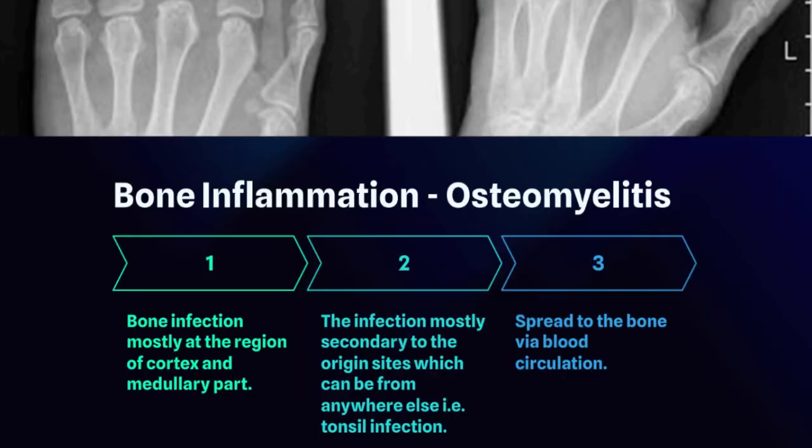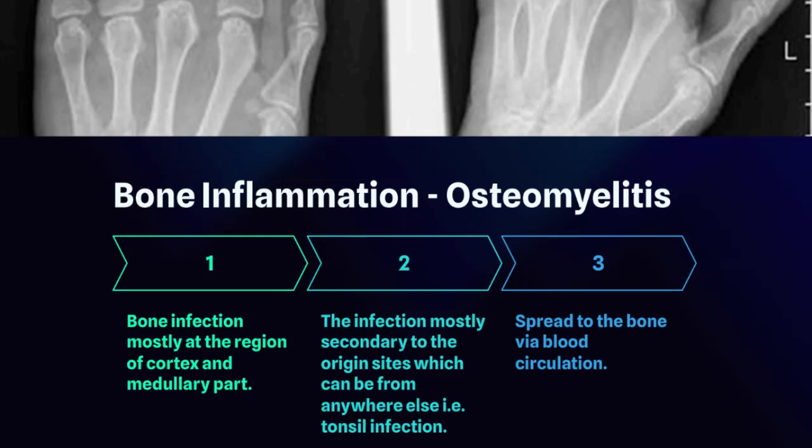Now, we delve into the intricate world of orthopedics, starting with a common yet significant condition, osteomyelitis. Let's explore this bone inflammation together. Osteomyelitis, a term derived from osteo, meaning bone, and myelos, meaning marrow, refers to inflammation of the bone, predominantly affecting the cortex and the medullary cavity.